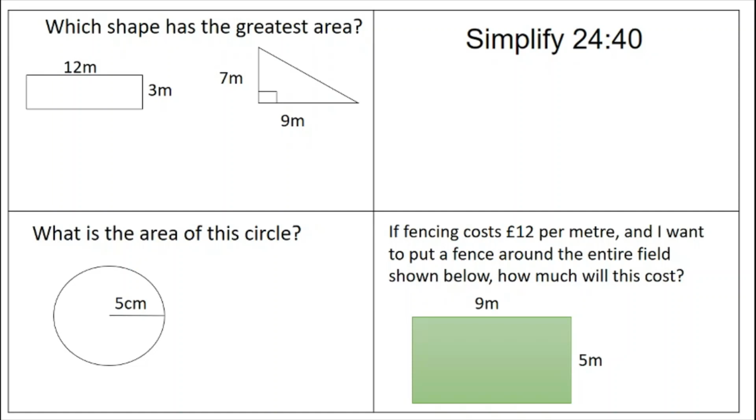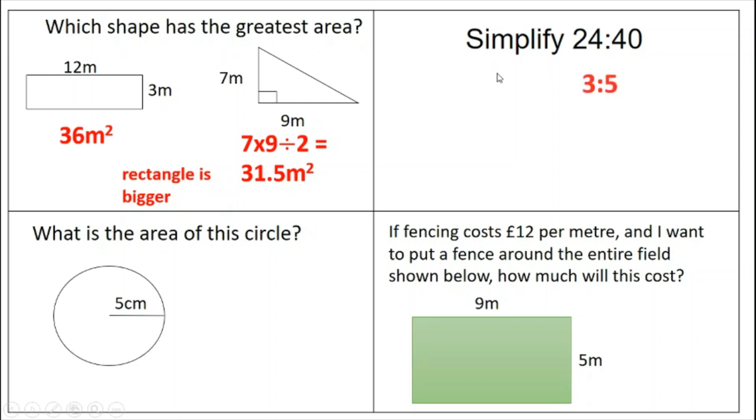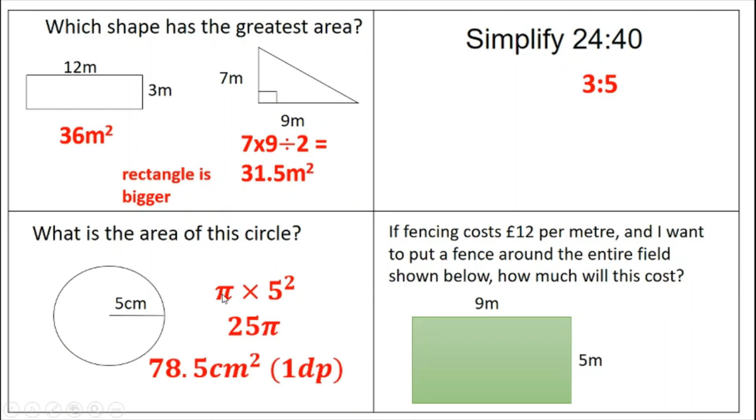Okay, the answers for these, first of all, the rectangle had 36 meters squared, while the triangle had 31.5 meters squared. Don't forget to half the area of a triangle. The rectangle was bigger. Simplifying the ratio, both of those are in the 8 times table, so that's 3 to 5. The area of the circle, well, area is pi times radius squared, and in this case the radius was 5. So pi times 5 squared, or 25 pi, which gives us an area of 78.5 centimeters squared, rounded to 1 decimal place.